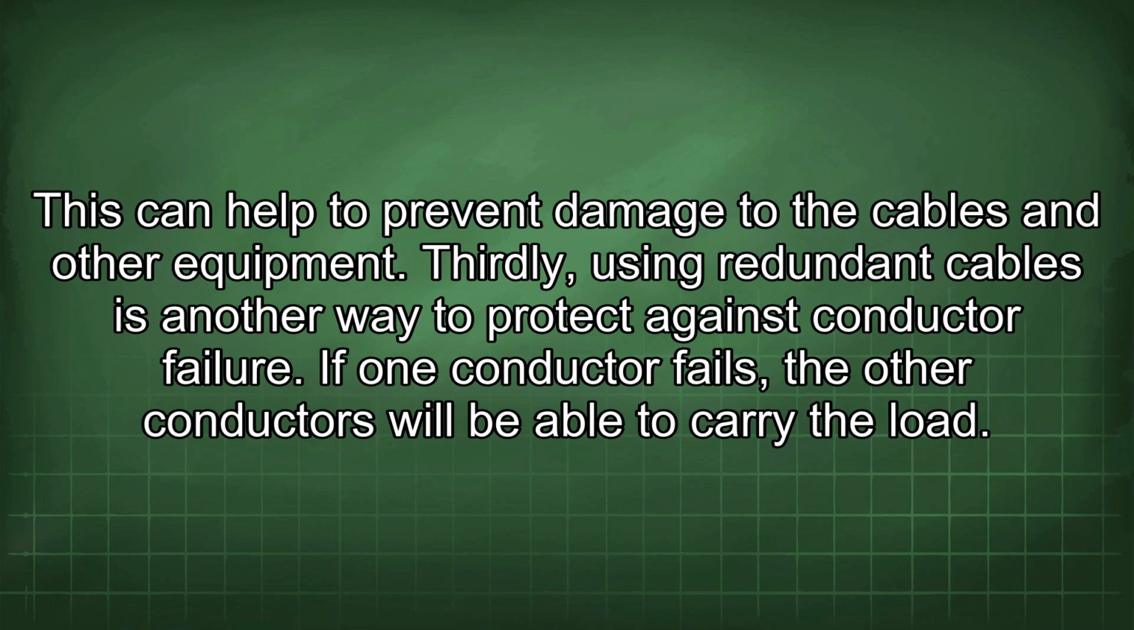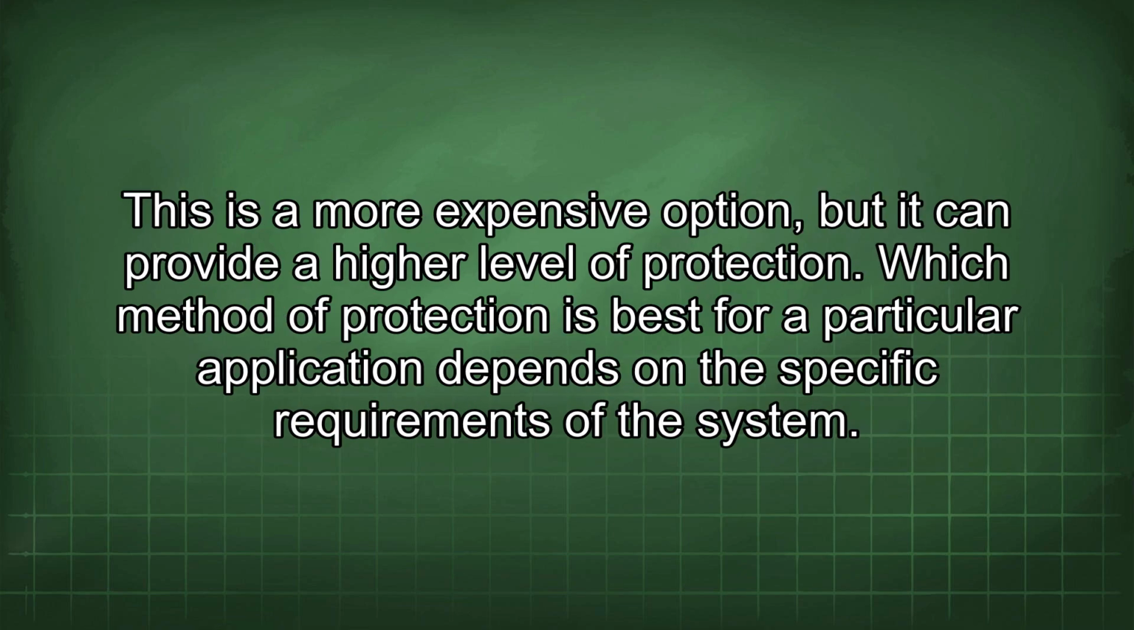Thirdly, using redundant cables is another way to protect against conductor failure. If one conductor fails, the other conductors will be able to carry the load. This is a more expensive option, but it can provide a higher level of protection. Which method of protection is best for a particular application depends on the specific requirements of the system.